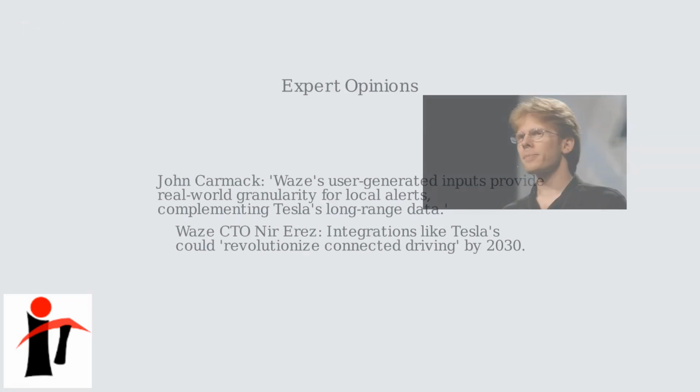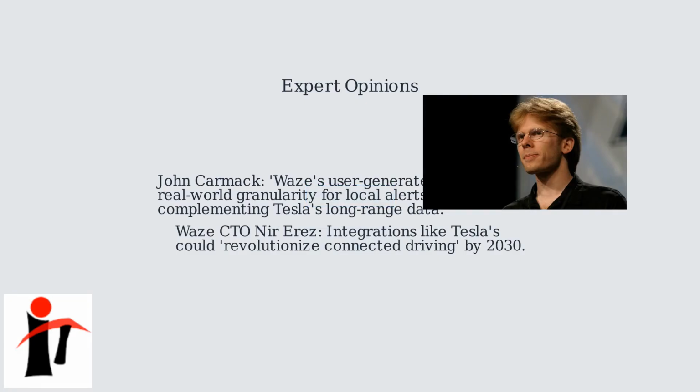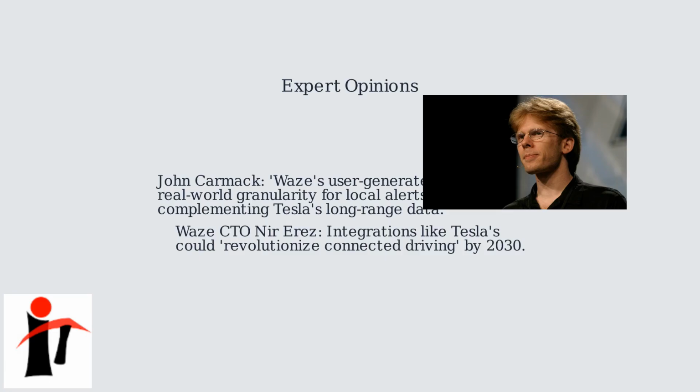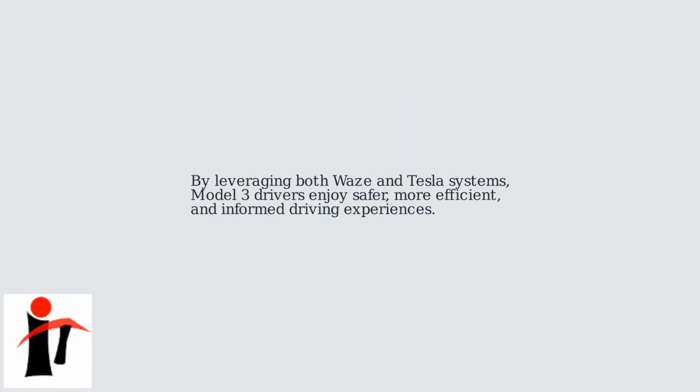Tech analysts like John Carmack praise Waze granularity for local alerts, while Waze CTO Nir Erez sees potential for revolutionary connected driving. Statistics show Waze's 90% ETA accuracy in urban areas, with users saving an average of 12 minutes per trip and experiencing 20% fewer speed-related incidents when integrated with Tesla systems. By leveraging both Waze and Tesla systems, Model 3 drivers can enjoy a safer, more efficient, and informed driving experience.